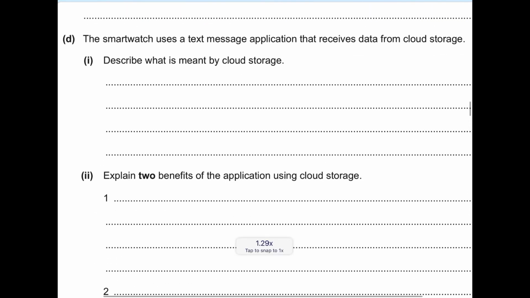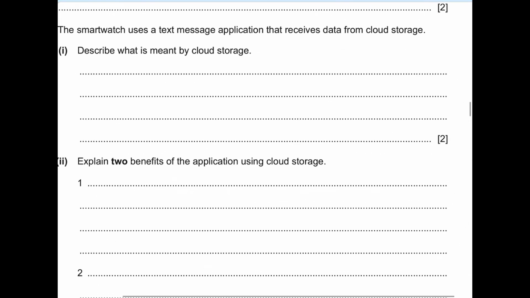Now, a smartwatch uses a text-based application that receives data from cloud storage. Describe what is meant by cloud storage. Cloud storage essentially involves a third party which owns a lot of servers in a remote location that store your data remotely for you. To describe cloud storage, we would say that it's a collection of servers that store data in remote locations.